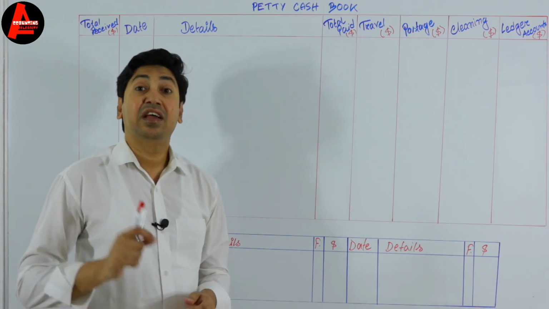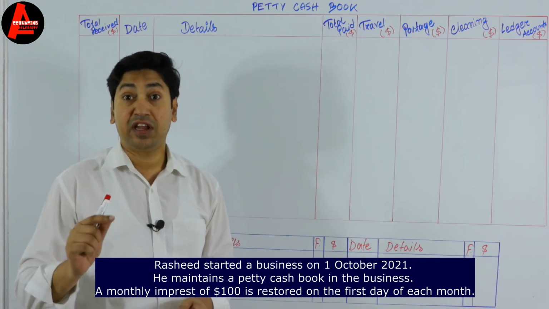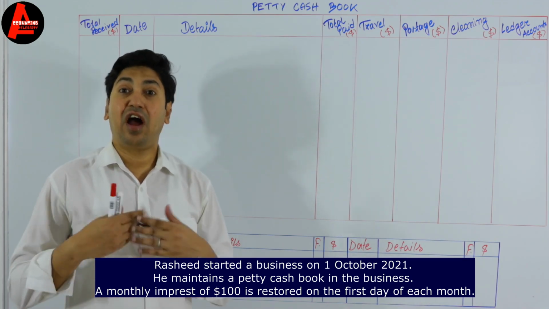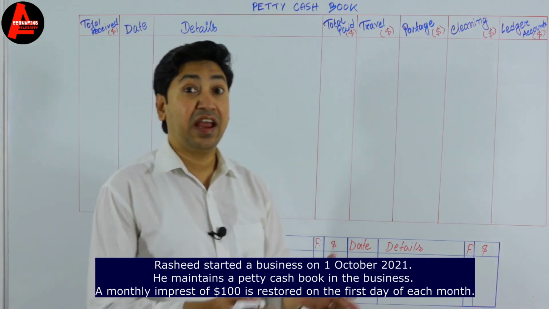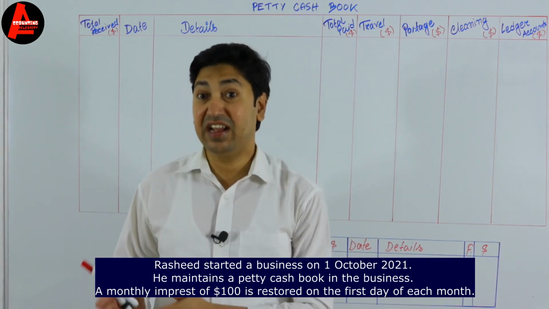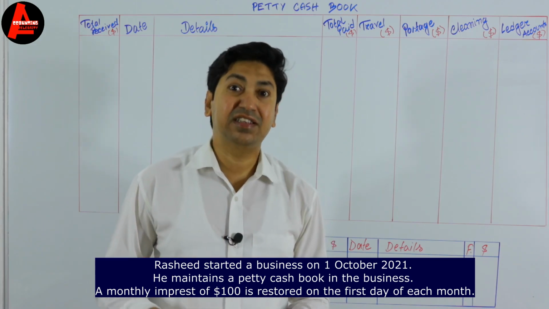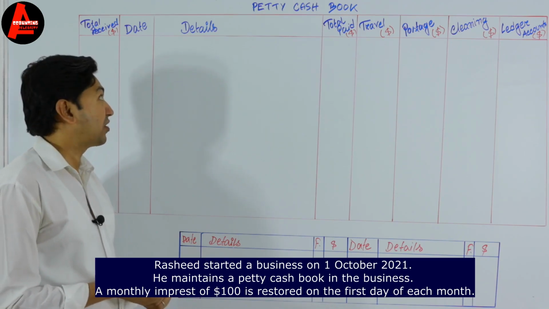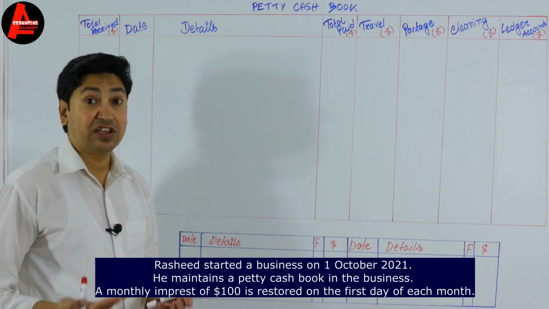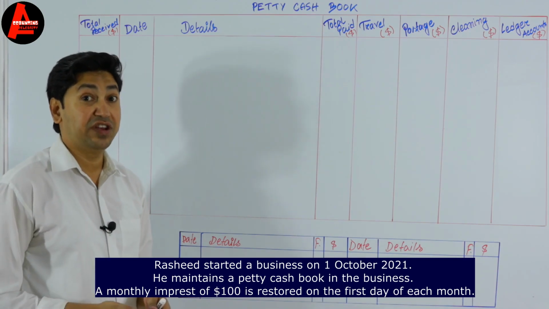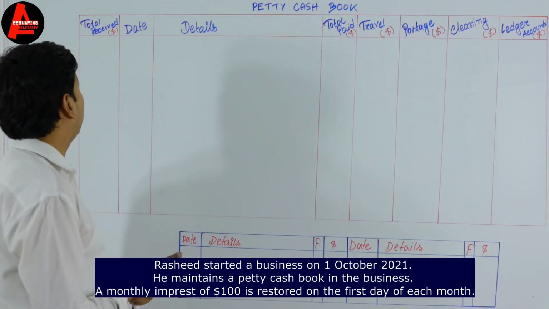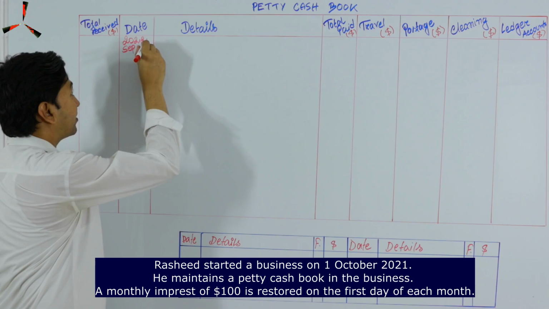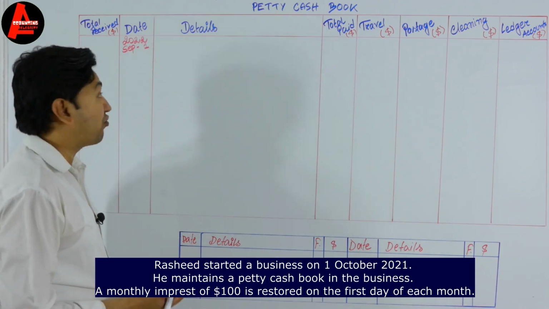What I said is that Rashid restores $100 every month as petty cash, right? So how does he restore it? He restores it in cash or by check. It is not clarified, so let us guess it will be cash. This amount we need to record first of all. The date for the transactions is September 2022, mentioned in the question. So let us write the date first: 2022 September 1st.